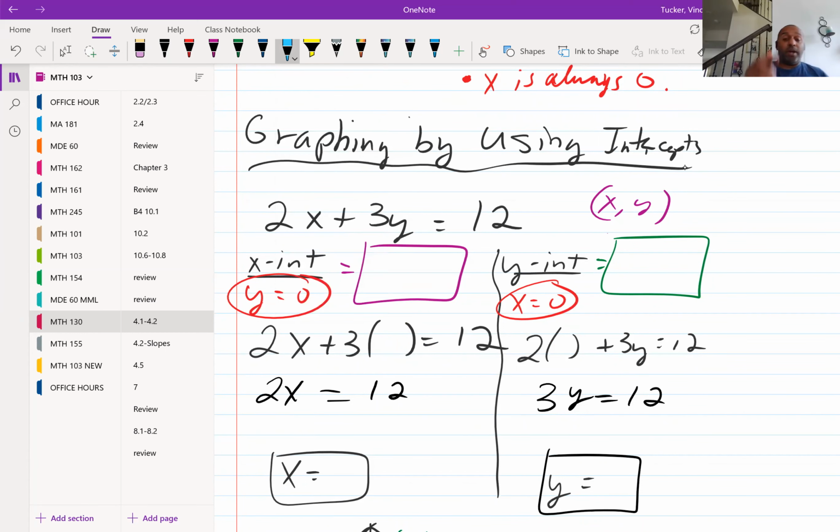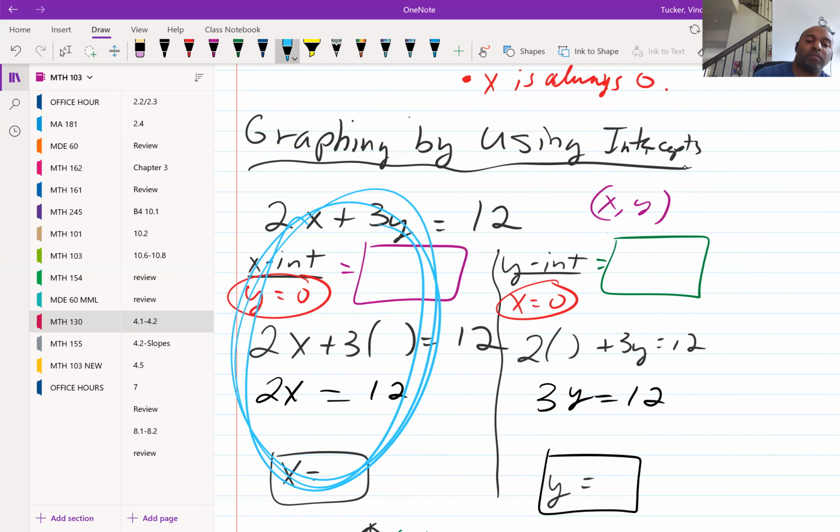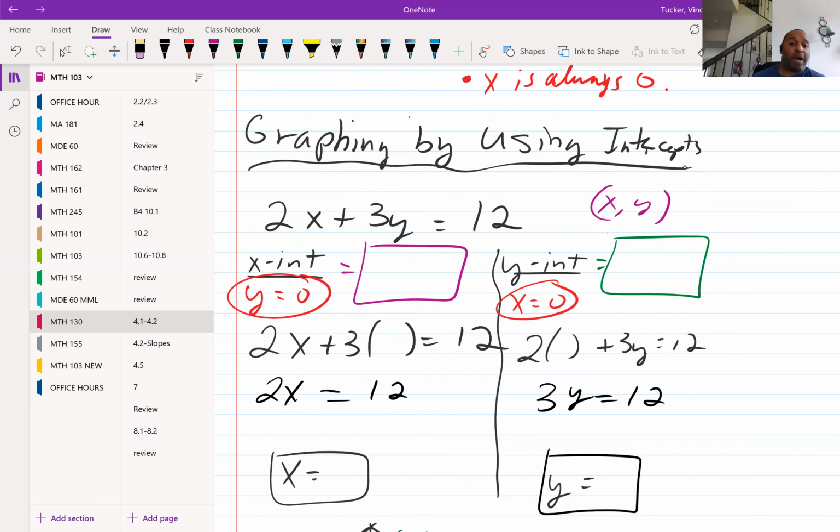All right, so our equation is 2x plus 3y equals 12. And it wants us to graph using our intercepts. Doesn't matter which one of your intercepts you find first. So we have our x-intercept and y-intercept. I always find my x-intercept first. Once again, it doesn't matter. All right, so if we're going to find our x-intercept first, the first thing you want to do is let y be equal to zero. It's understood that all x-intercepts always have y as zero.